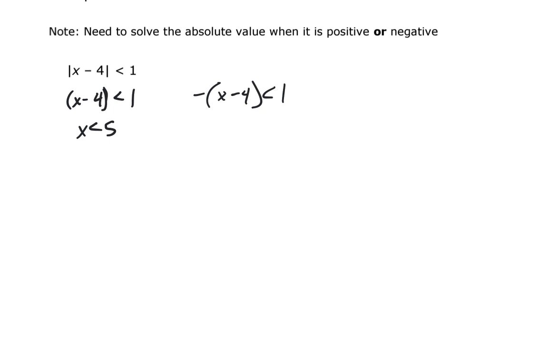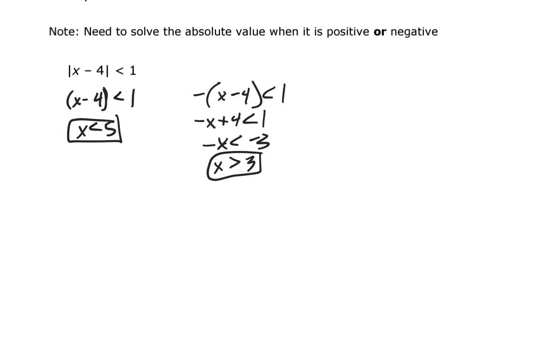For the second case, let's FOIL out the brackets first, so it's minus x plus 4. And let's bring the 4 over to the other side, which would give us negative 3. So we should have minus x is less than negative 3. And we just have to be careful. There's a rule, if you remember, that when we divide by negative 1, it flips the inequality sign. So instead of less than, it's now going to be greater than. So we should have less than 5 and greater than 3.